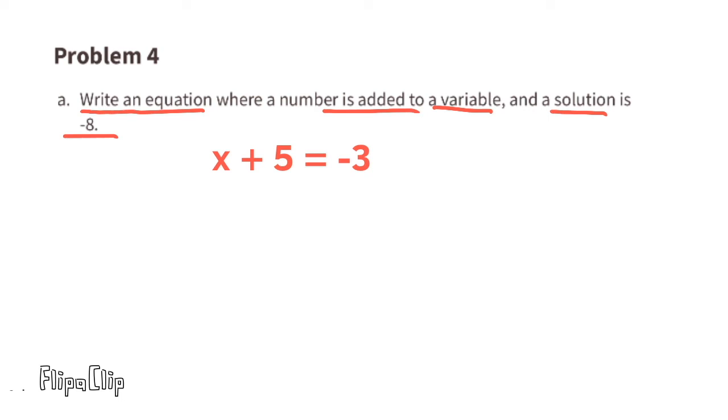Let's test it out just for the heck of it. To get the x by itself, we have to subtract 5 from both sides. Now we have the x by itself, and it reads x equals negative 3 and negative 5. That's a total of 8 negatives. So x equals negative 8. Remember to write this equation as your answer. X plus 5 equals negative 3.